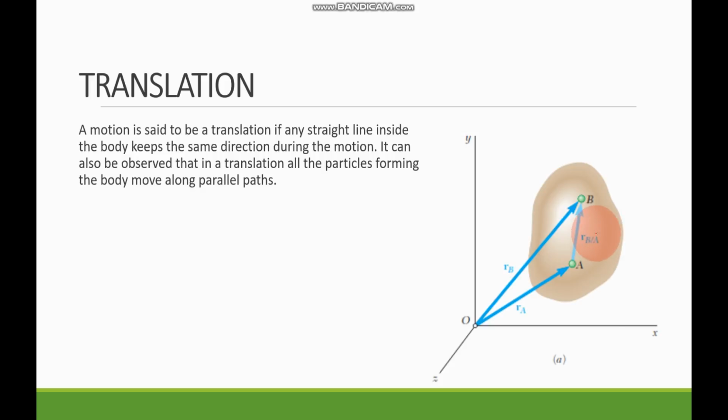So since A and B are found in a single rigid body, if we take the derivative of the position vector of B relative to A, which is equal to 0, we can assume that the velocity of B is equal to the velocity of A. Then if we take again the derivative of this equation, we can say that the acceleration of B is equal to the acceleration of A. So this formula is only applicable if these two particles belong to a single rigid body.